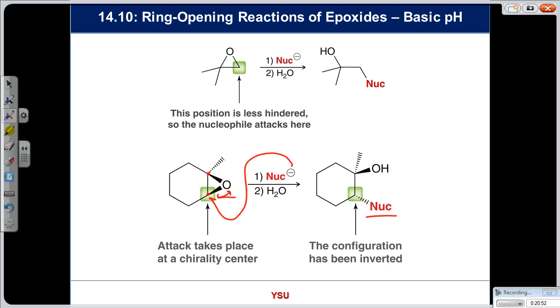Potentially you could have much slower reactions because of some conformational problems like that. Yeah, but we're using pretty potent nucleophiles here that will get the job done.